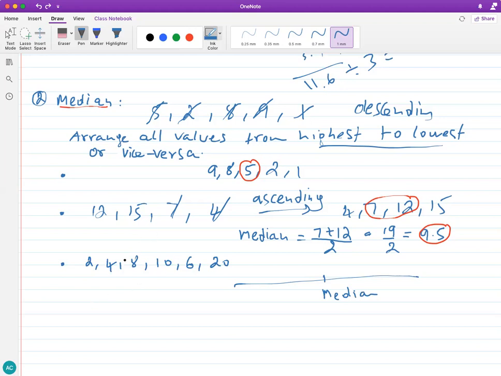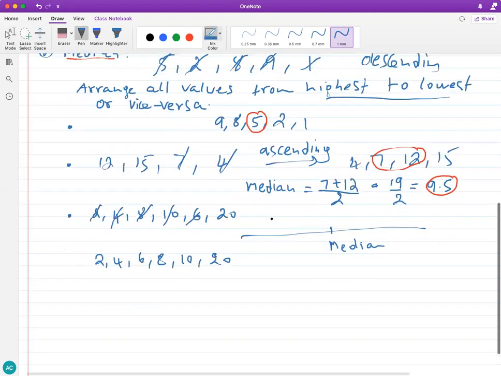Let's first arrange them from either highest to lowest or the other way. So let's do lowest to highest. What's the first value? 2. Then 4. Then 6. Then 8. Then 10, then 20. Is there a middle one? Is there a middle number? No.